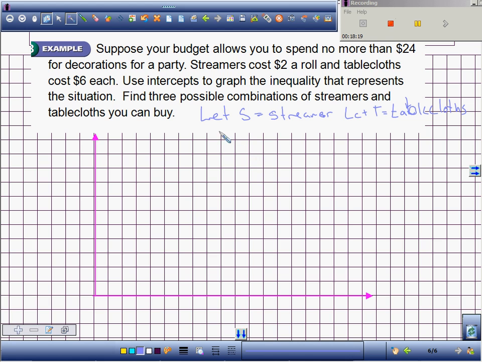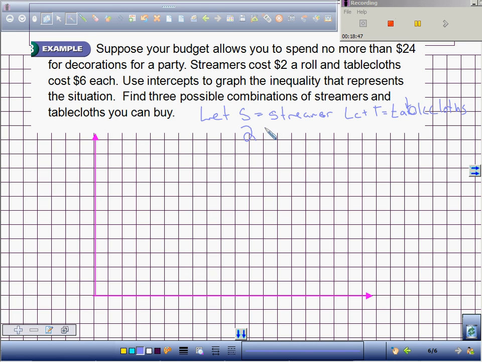I have to graph it. 2, how much do streamers cost? 2S plus what? Plus 6T. How much does that have to be? Less than or equal to 24. You guys understand where that comes from?